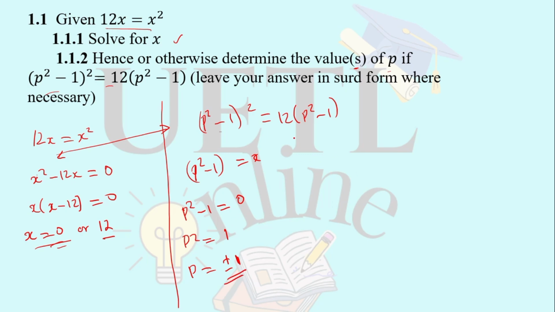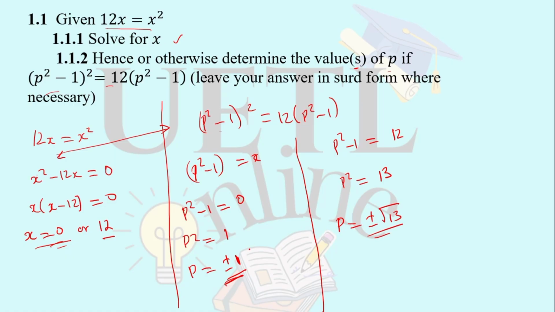Then the next, we say p squared minus 1 equals 12. In this case, we get p squared equals 13. After that, we say p equals plus or minus root 13. So these are our answers.